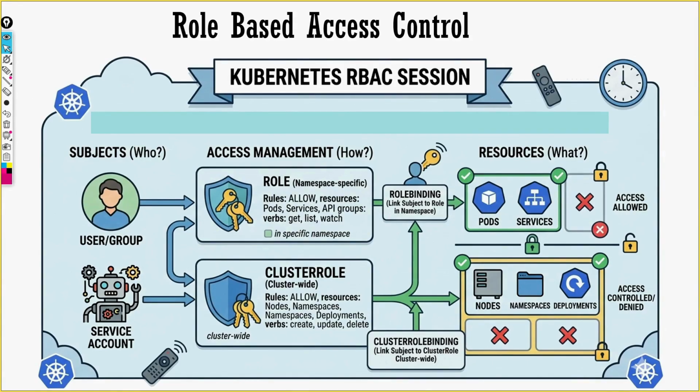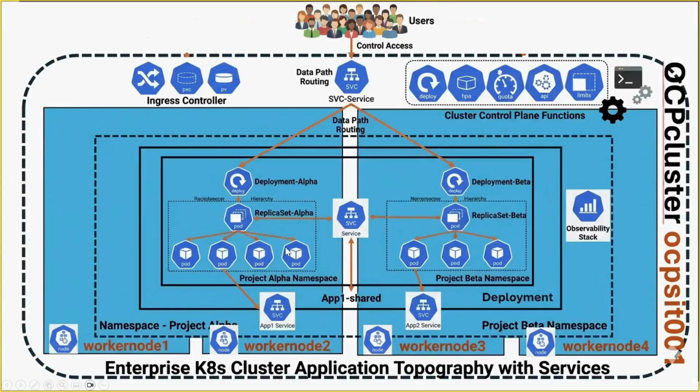Now imagine this. If everyone has full access, anyone could accidentally delete resources, modify someone else's application, or even expose sensitive data like secrets. That's risky, right? So, in real environments, we must enforce restrictions on who can access what and what actions they can perform. And this is exactly where RBAC, role-based access control, comes into the picture.